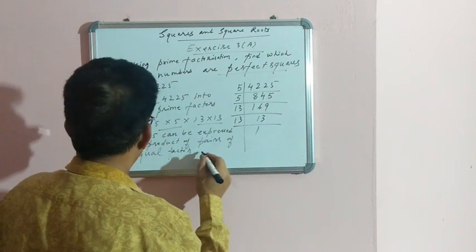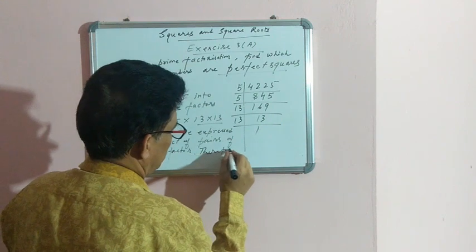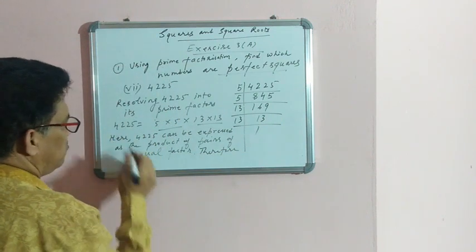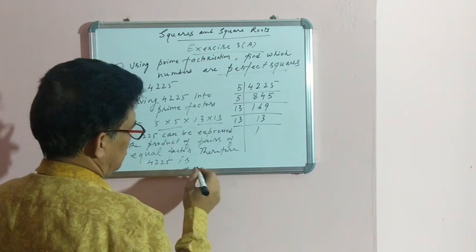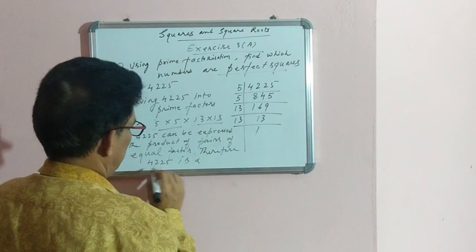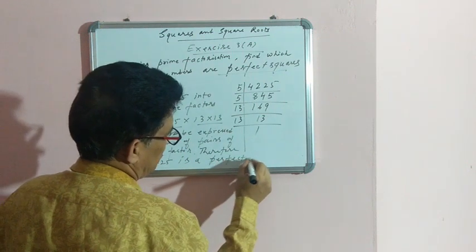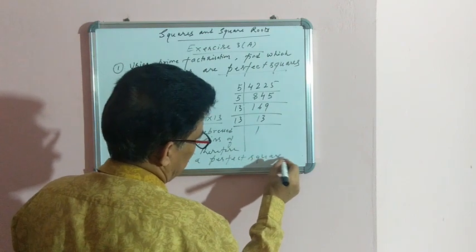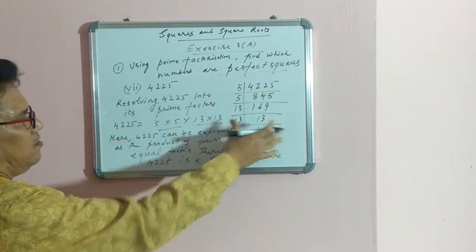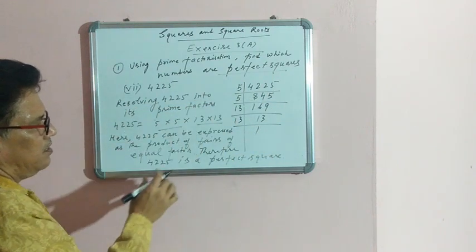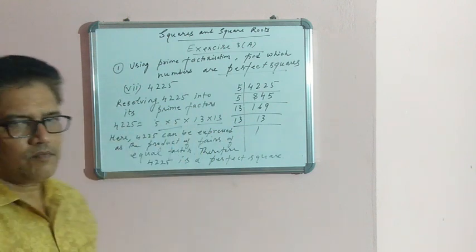Therefore, 4225 is a perfect square. The same statements you are repeating here, and the same process is there. We have resolved, then we have written, made the pairs. Now it is expressed as the product of pairs of equal factors. Therefore, this is a perfect square.